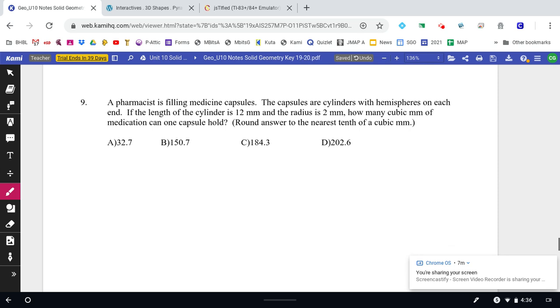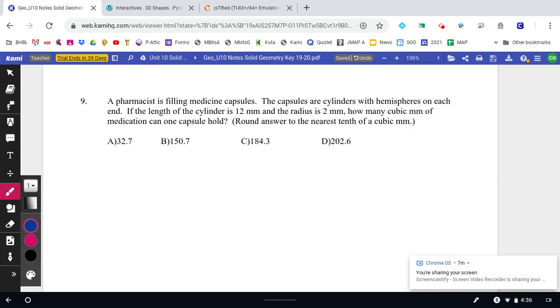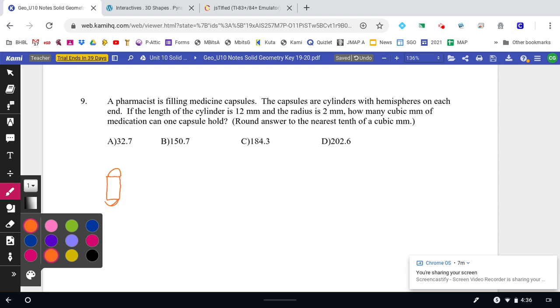All right, number 9. A pharmacist is filling medicine capsules. The capsules are cylinders with hemispheres on each end. So we have this, this, and this, if I draw it two-dimensionally. The length of the cylinder is 12 millimeters, and the radius is 2 millimeters. I want to know how many cubic millimeters of medication one capsule can hold.